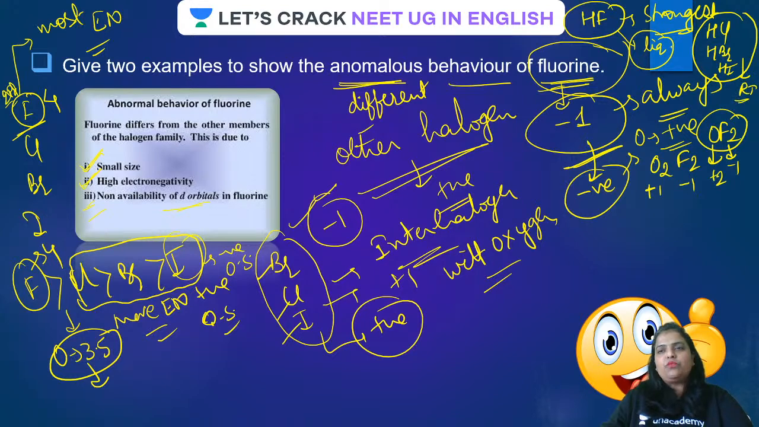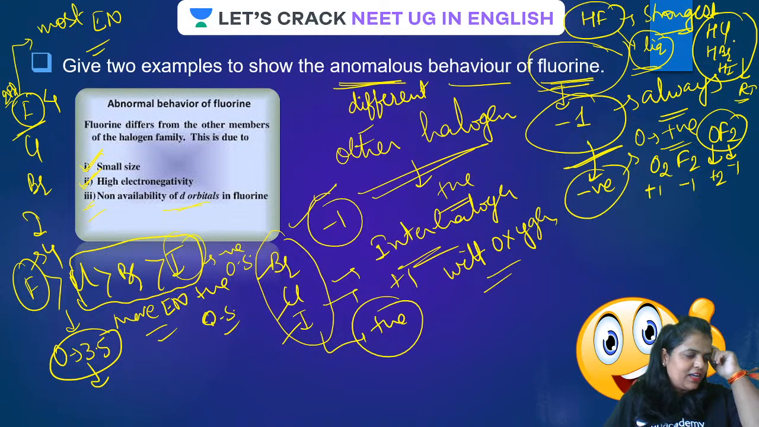temperature. It is only HF which exists in liquid state at room temperature, whereas whether you talk about HCl, HBr or HI, they all exist in gaseous state at room temperature, because the hydrogen bond is not there to hold them closer enough as liquid. Yes, guys, is that clear?